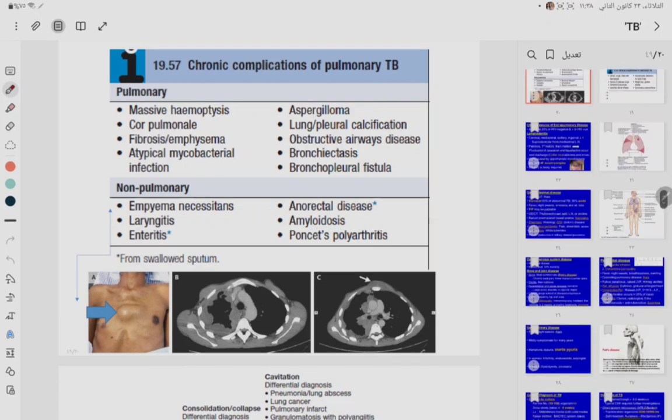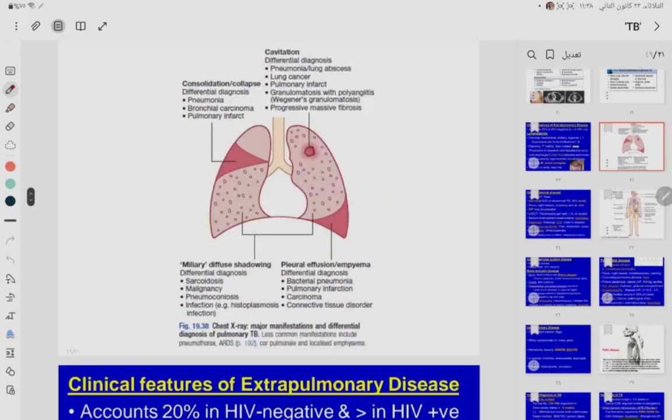Okay, next. Cavitation, differential diagnosis: pneumonia, lung abscesses, lung cancer, whatever you can mention. So for the differential diagnosis of cavitation, you think about pneumonia, lung abscesses, lung cancer, cavitatory lung cancers, infarction post-PE, GPA, progressive massive fibrosis, TB as well. Consolidation: pneumonia, bronchial pneumonias, carcinomas, and pulmonary infarcts.